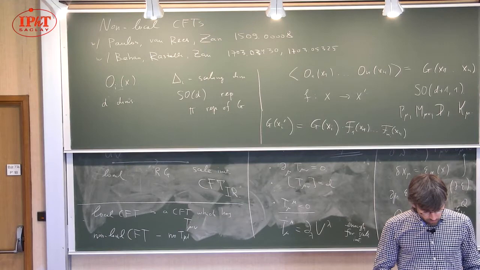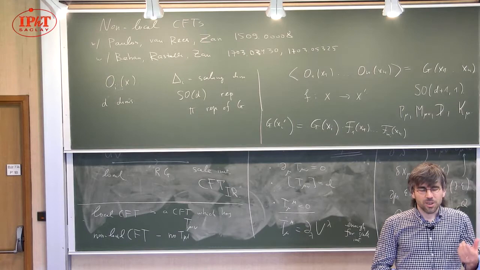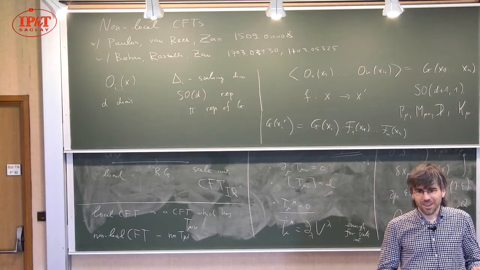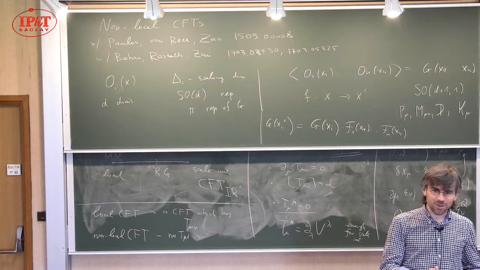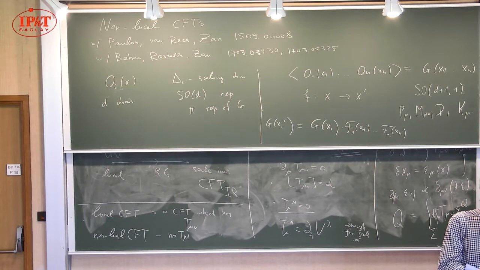So no T_μν at all. But typically, if you don't have a T_μν which is a primary, then T_μν has to be a descendant, but a descendant of whom? T_μν is a very special field. The fact that it has dimension d and so on means that if you have such a field in the UV, it's going to be preserved in the IR. If you don't have it in the UV, it's not just going to emerge in the IR out of nowhere, even as a descendant.